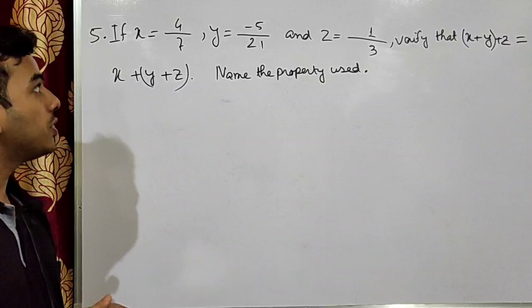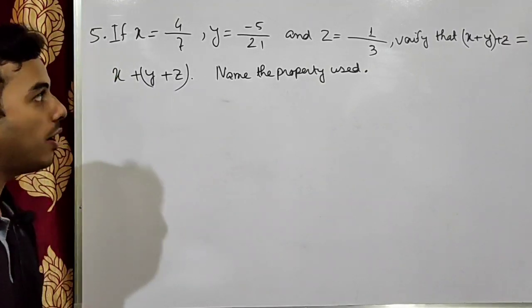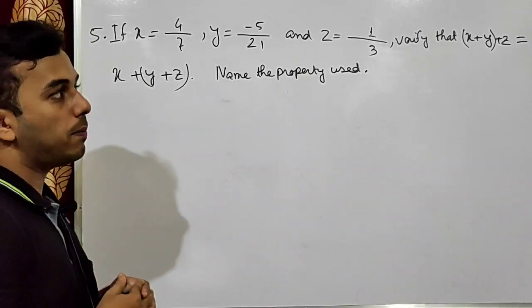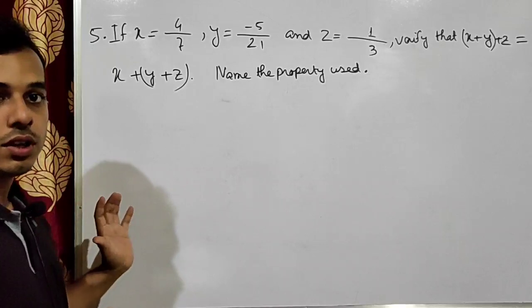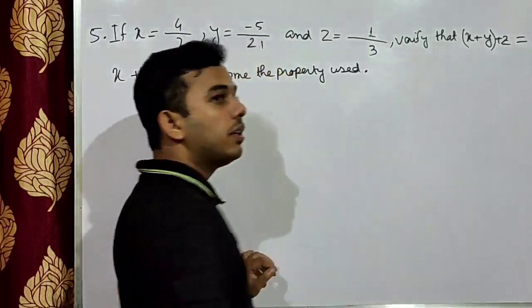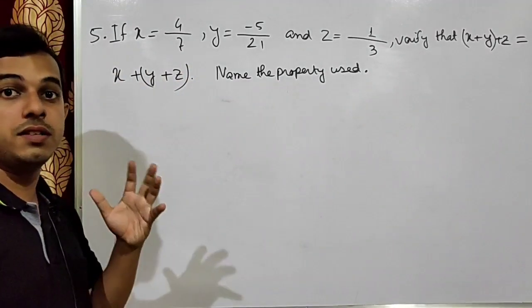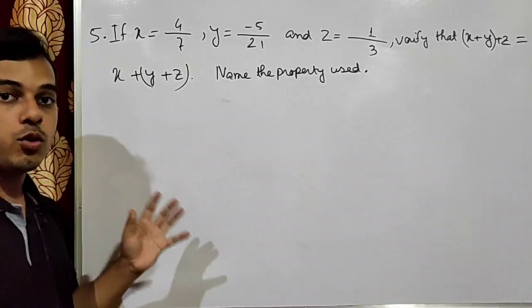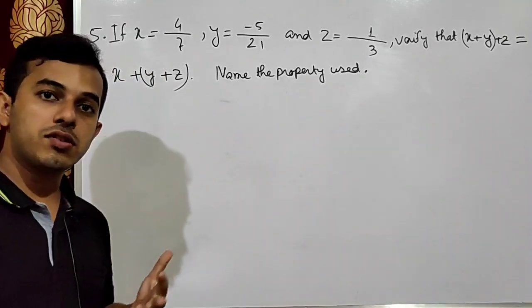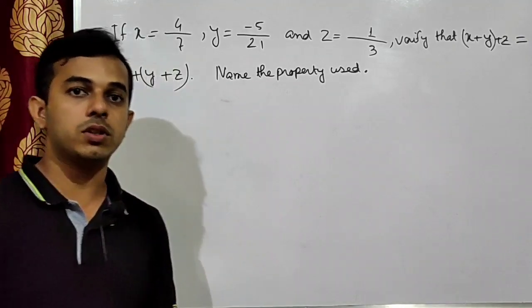The next question is, if x equals 4 by 5, y equals minus 5 by 21 and z equals 1 by 3, verify that x plus y plus z equals this one. Now by just looking at the order of the letters, we can say this is associative property, right? In commutative property we take two numbers. In associative property we take how many numbers? 3 numbers.